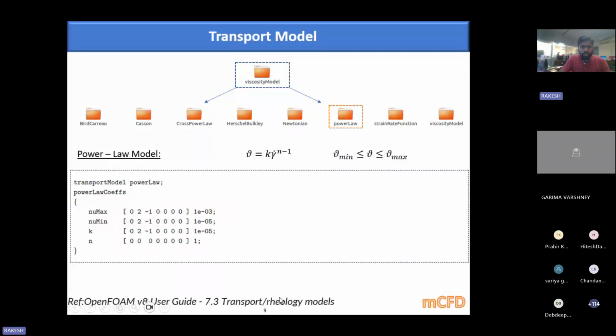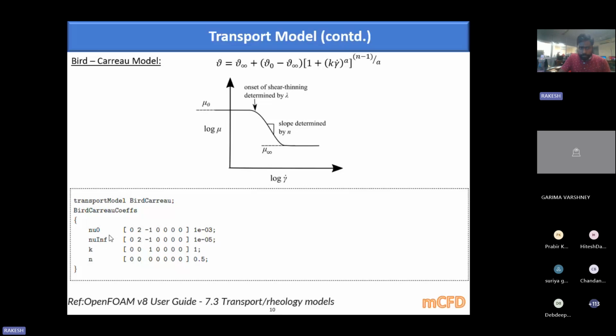we have to define these power law coefficients too. In this case, we have two different parameters, that is the nu max and the nu min. This can be taken, if it is an experimental part, from the rheology of that particular fluid, and then the consistency index and n. Both of these can be taken from the rheological parameters, or if it is for any validation part, we can take them from there also. Similarly, we have a few more models, but due to the time, I will just discuss this Bird-Carreau model.